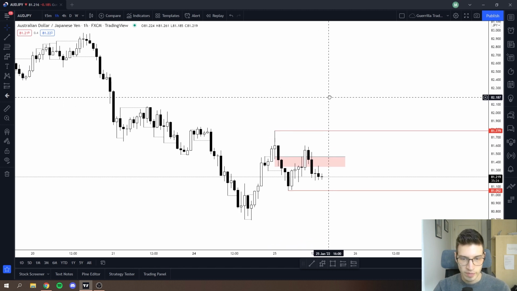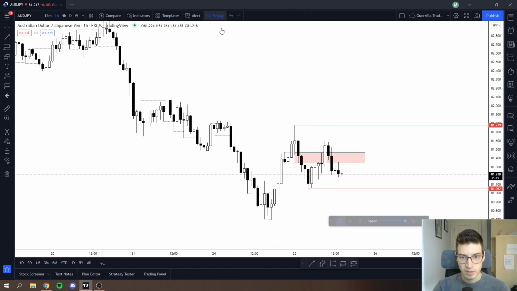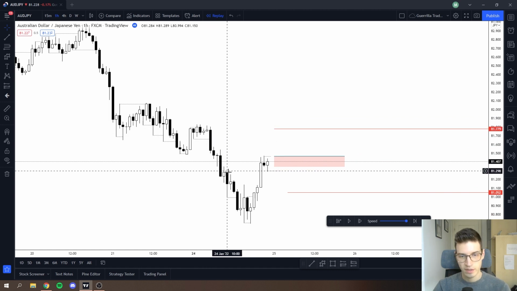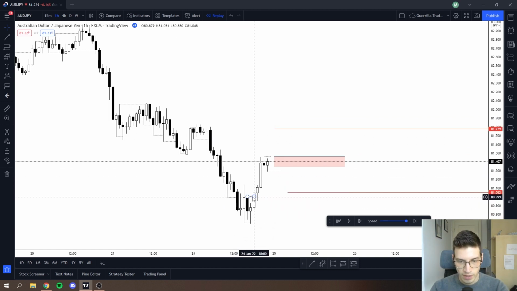So for the Aussie and the Japanese yen, I was also in a trade right here. So let me take this back at this point. What I was seeing was this descending, breaking the lows, retracing, breaking the lows, retracing, and then I saw the break of the high.